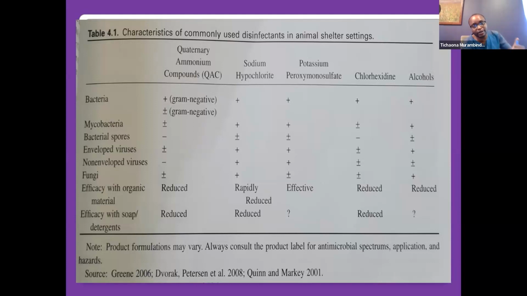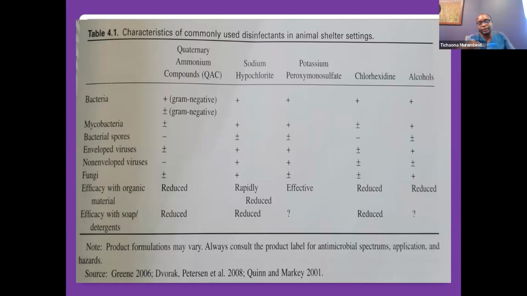Against mycobacterium, like tuberculosis, they are not that effective. For enveloped viruses, they're not that effective either, and for non-enveloped viruses there's no research showing that quaternary ammonium is good. So if there is calicivirus or panleukopenia, which are some of the diseases we talked about today, quaternary ammonium is not the right disinfectant to use, because it doesn't really do anything.